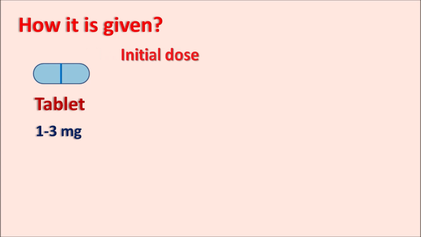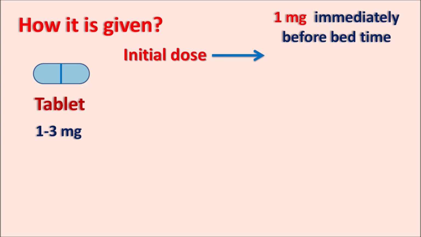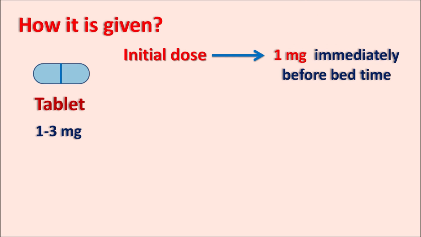How is it given? This drug is available in tablet form and it is available in 3 strengths: 1 mg, 2 mg as well as 3 mg. The initial dose of the drug should be very low in order to minimize hypersensitivity as well as next day effects. That's why the recommended initial dose is 1 mg immediately before bedtime.